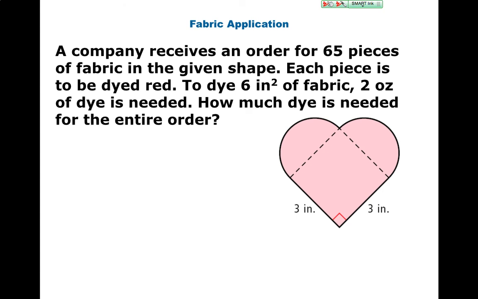For every 6 square inches of fabric, we need 2 ounces of dye. So you've got like 174? Yeah. 144, I think, on the end. Alright, so divide by 6 to see how many groupings of 6 I need, like how many batches we have to dye. And multiply by 2 ounces.